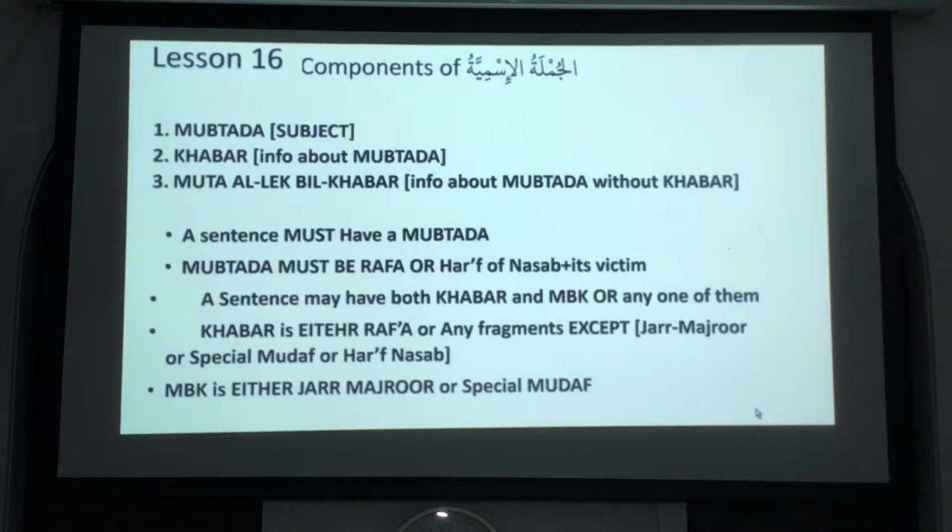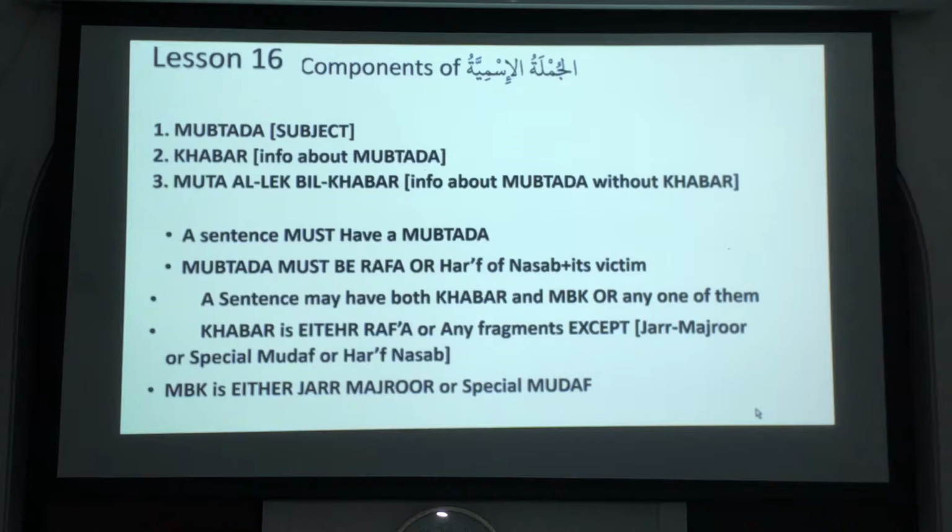And MBK, muta'alliq bil khabar, is either a jar majrur or a special mudaf. These are the only things we have to remember. Then we did some examples, and today also we'll do some more examples on this and something extra. What is the extra thing we're going to do now?